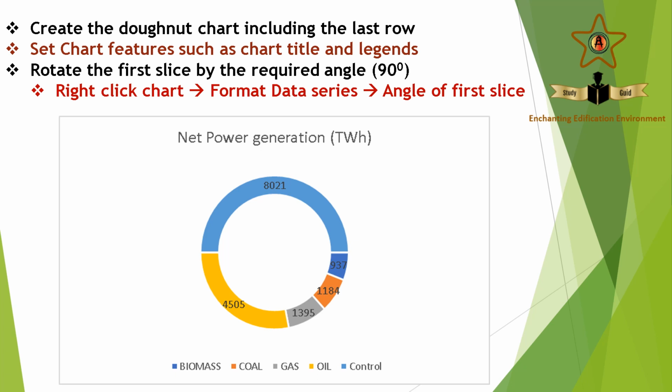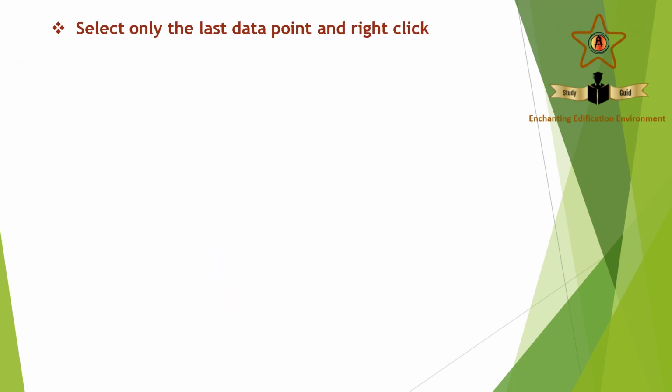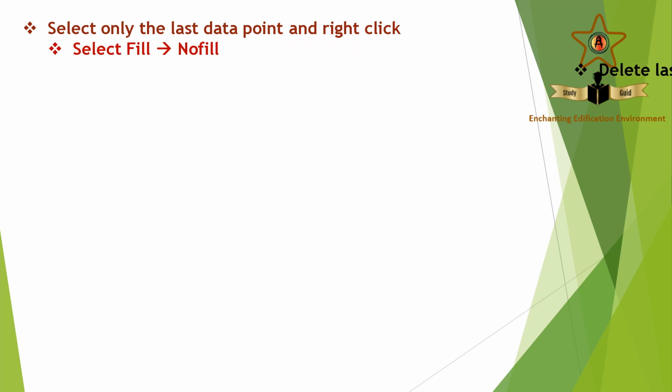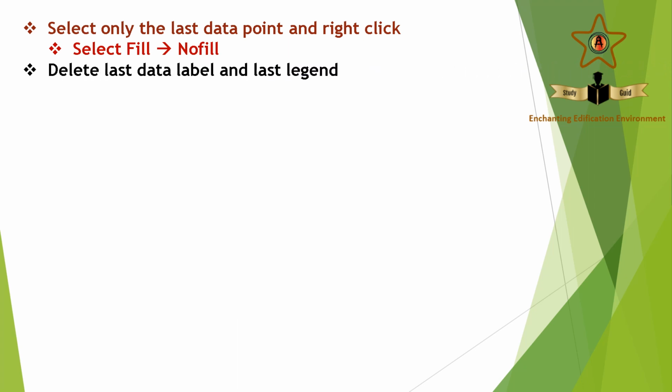Our idea is to remove the top part of the chart, which is in light blue, so that we get a half donut chart. So we select the last data point and right click. Then we can select fill and no fill. Then we delete last data label as well as last legend.